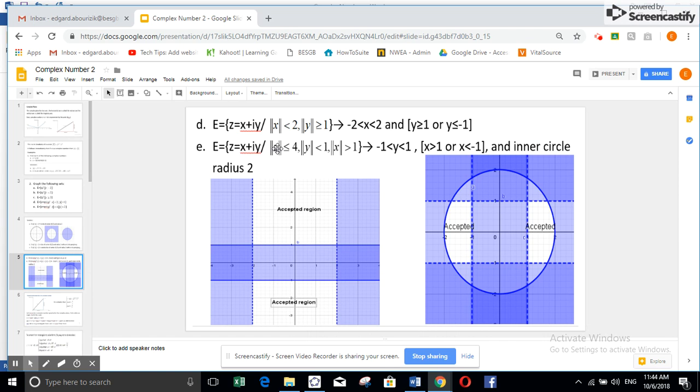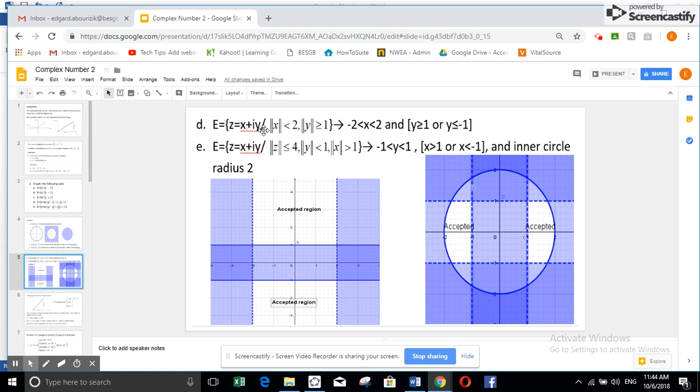Now I have an absolute value, a complex number of the form x plus iy, where the absolute value of x is less than 2. The absolute value of x, where x is the real part, means x is bounded between minus 2 and 2. So I graph two lines, x equals minus 2 dotted, and x equals 2 dotted because I don't have equal here. I want the part inside, so I get rid of the part outside. So I shade the blue part here.